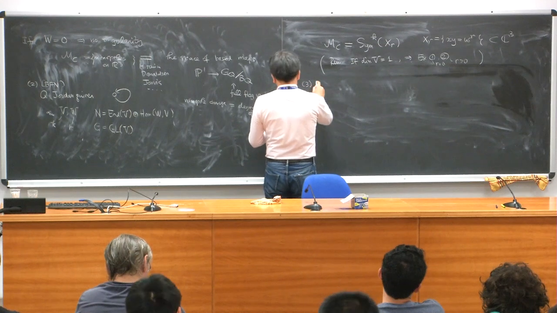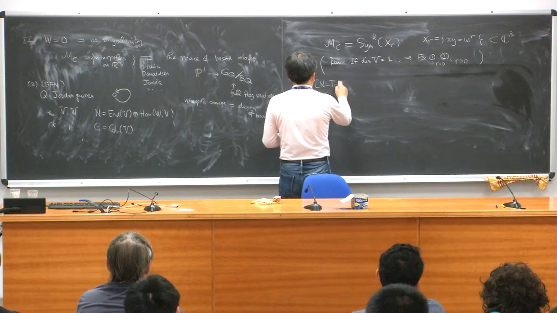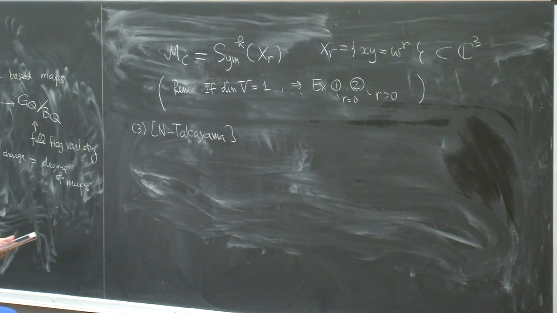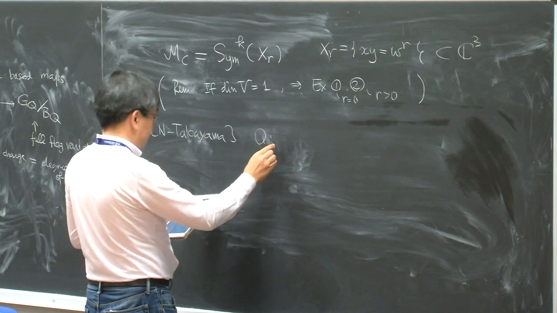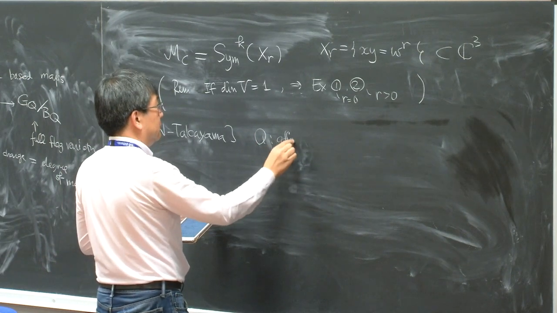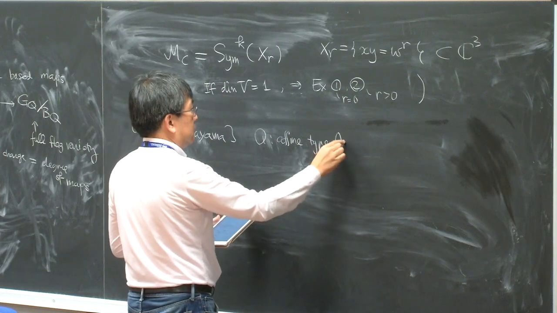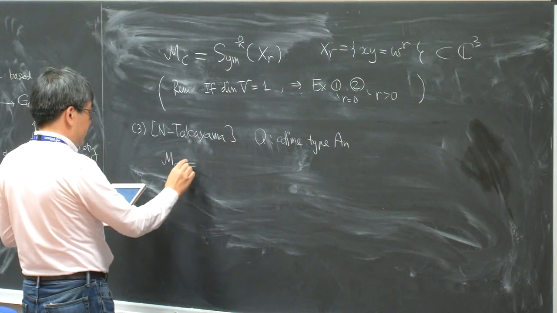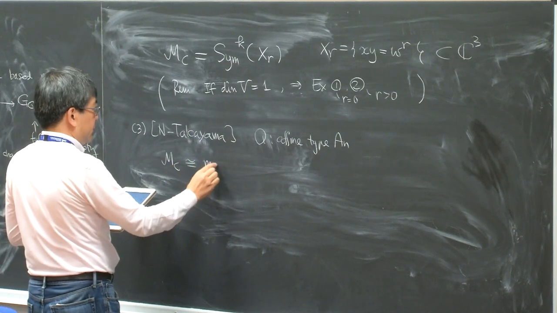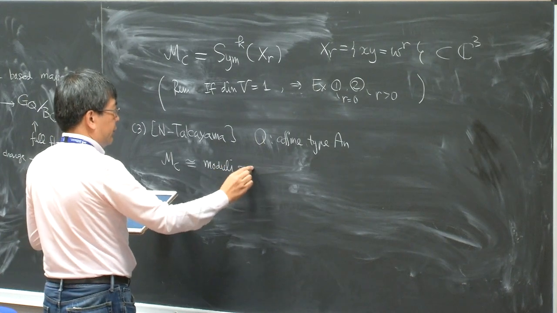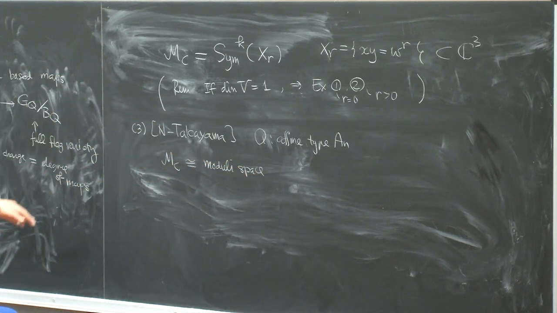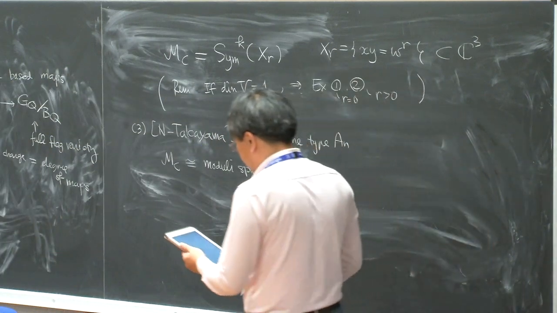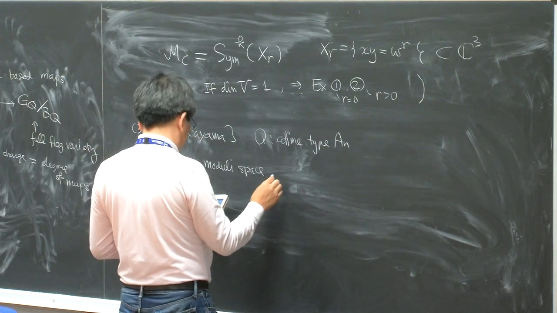And three, this is joint work with Takayama. So Q is affine type A_N. Then M_C is a moduli space of, so if you replace the Dynkin diagram with the affine Dynkin diagram, you go one dimension up. So instead of monopoles, you get instantons.